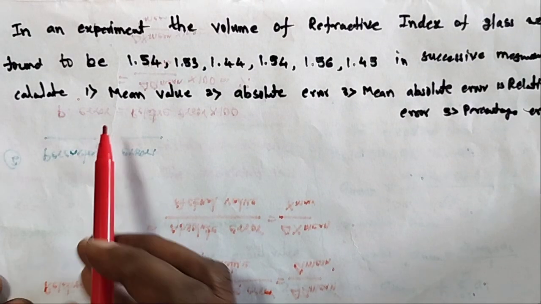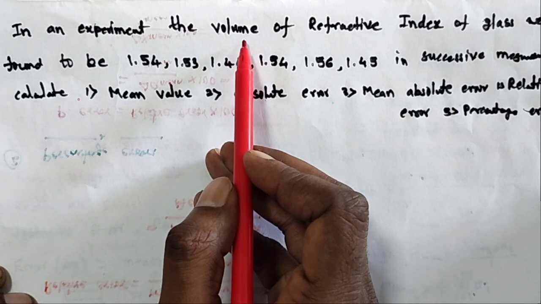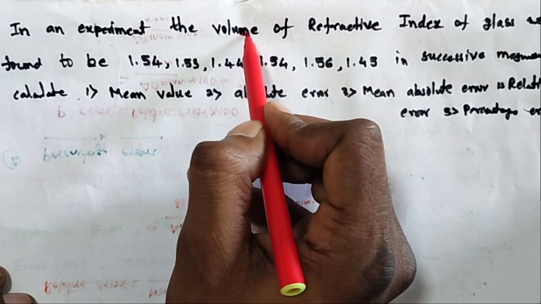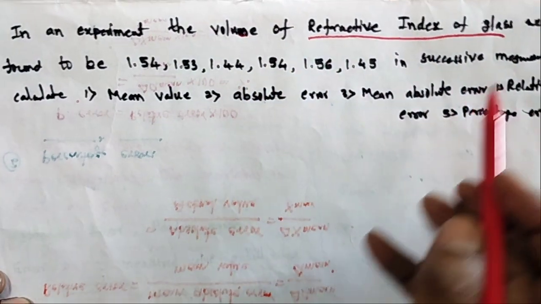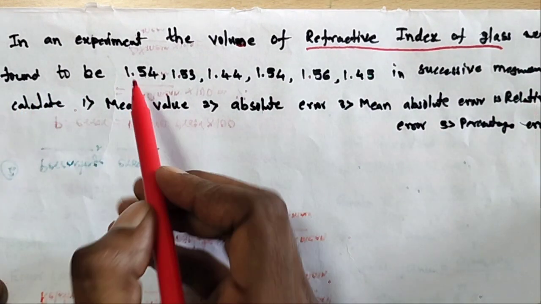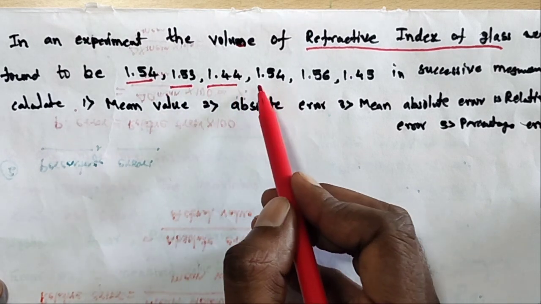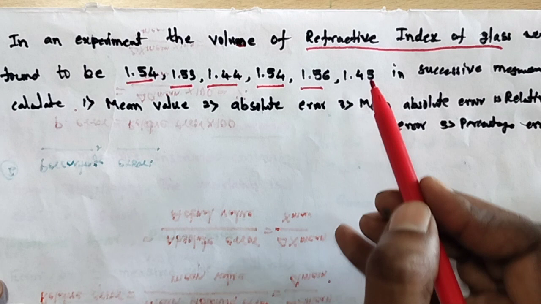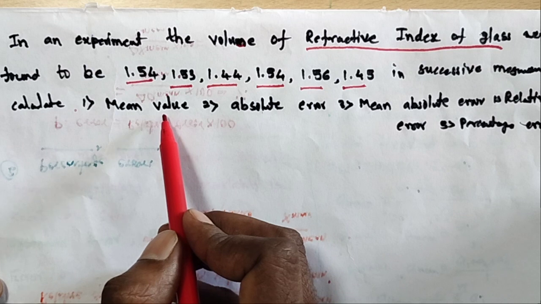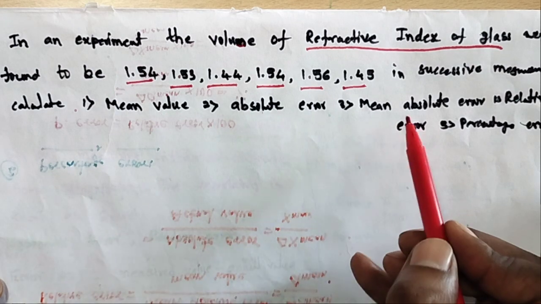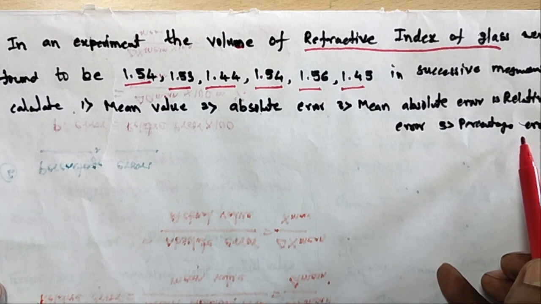Here I am taking one example. In an experiment, the values of the refractive index of glass were found to be 1.54, 1.53, 1.44, 1.54, 1.56 and 1.45 in successive measurements. Calculate the mean value, absolute error, mean absolute error, relative error and percentage error.